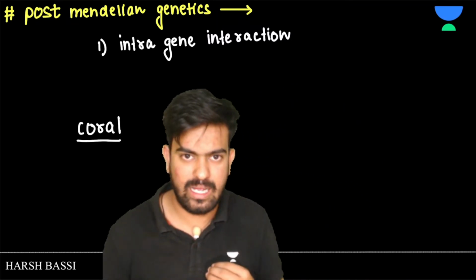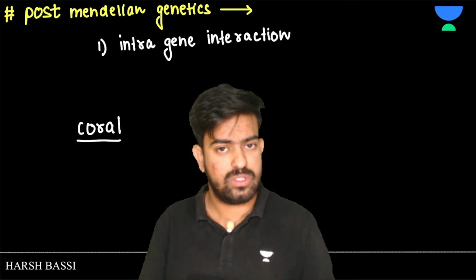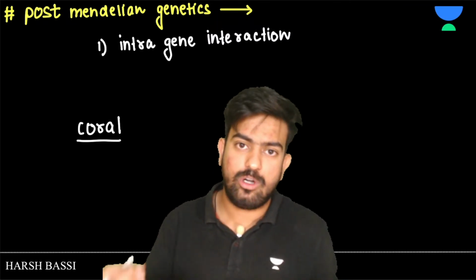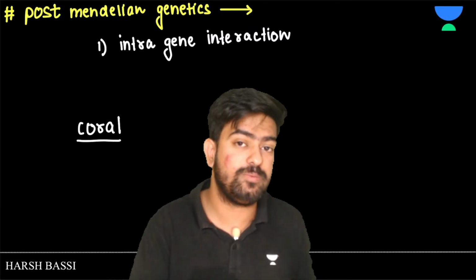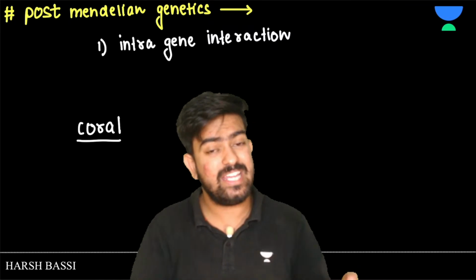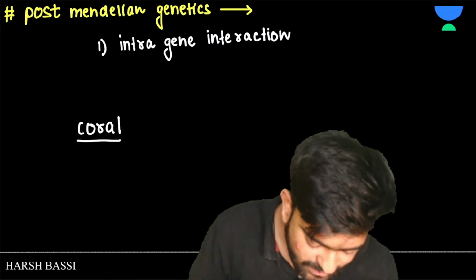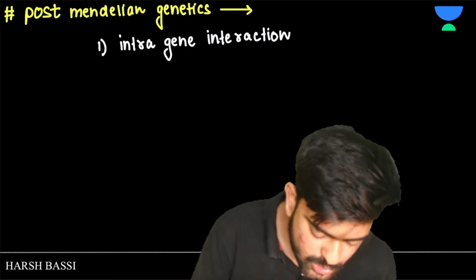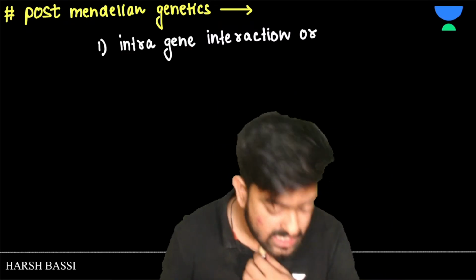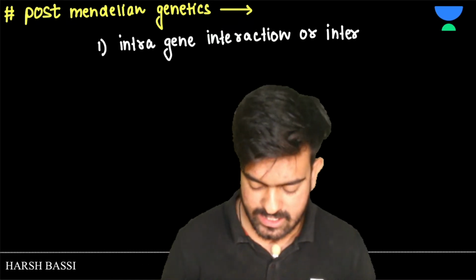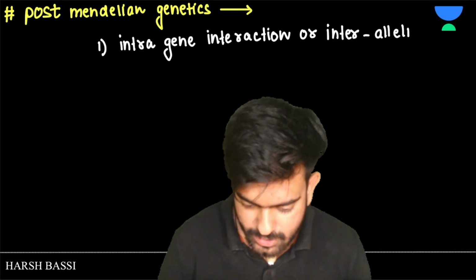Suppose I am in Coral house and inside the Coral house we are having a competition about who is going to lead this house. That is competition inside the Coral house, which means intra-house competition. Inter means between two houses, intra means inside the house. Clear to everyone? So if I'm saying intra-gene interaction, that means something inside the gene. And inside the gene are basically the alleles. So can I write here? Or this can be called inter-allelic interactions.